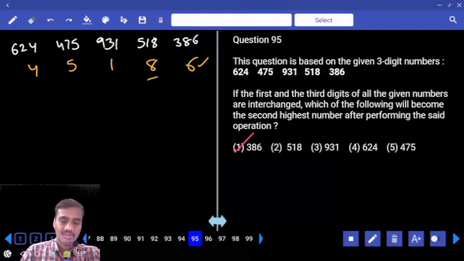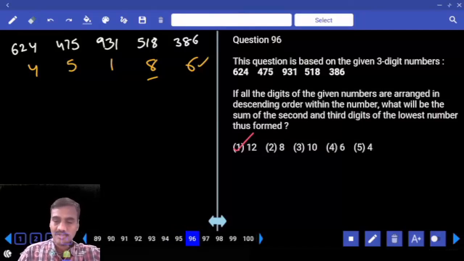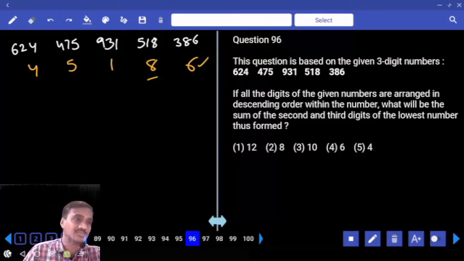Is that clear? Then coming to this 96. Now in this 96, if all the digits of the given numbers are arranged in descending order within the number, what will be the sum of the second and the third digits of the lowest number?